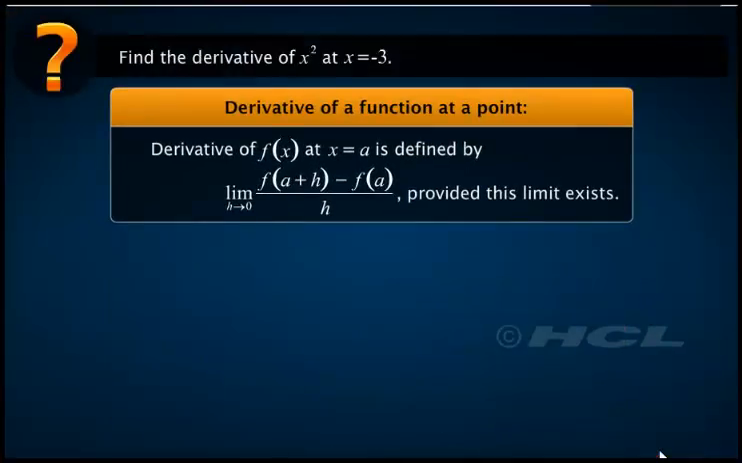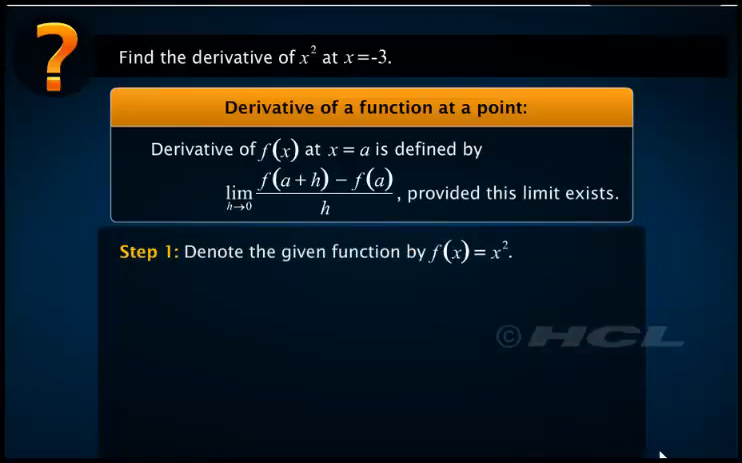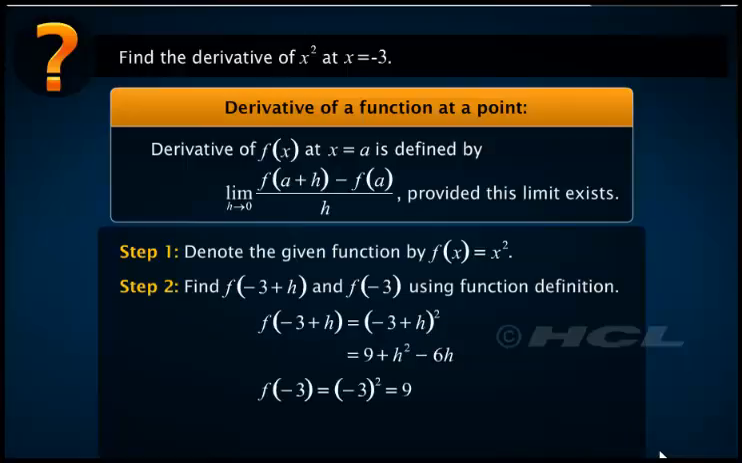Next, let's take another function x square and find its derivative at x equals minus 3. First, let the given function be f of x. Notice that the value of a is equal to minus 3 in the given function here. Hence, we find f of minus 3 plus h and f of minus 3 by replacing the variable x by minus 3 plus h and minus 3 respectively in the given function.